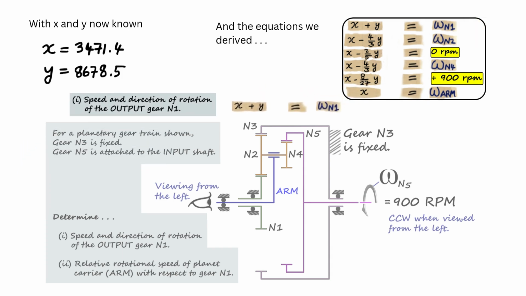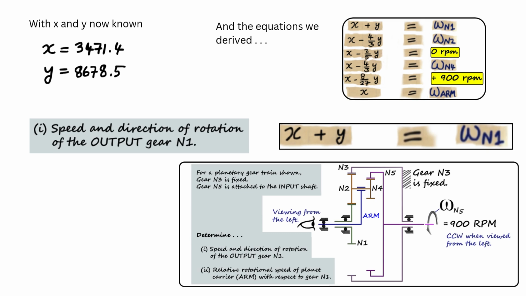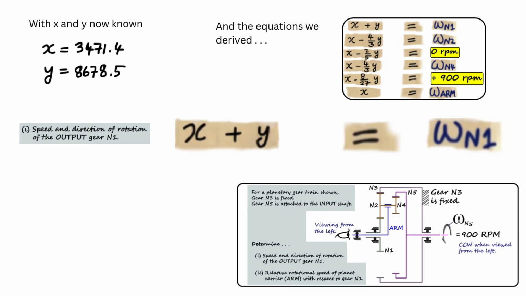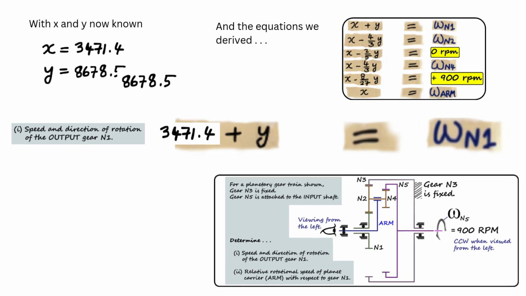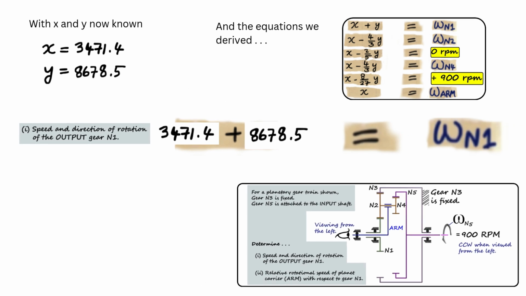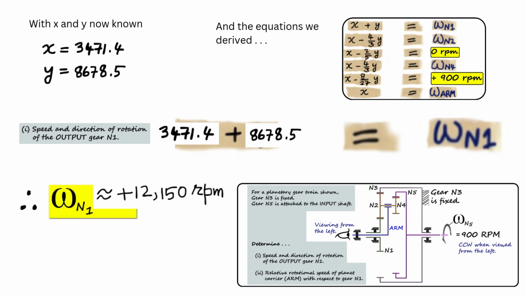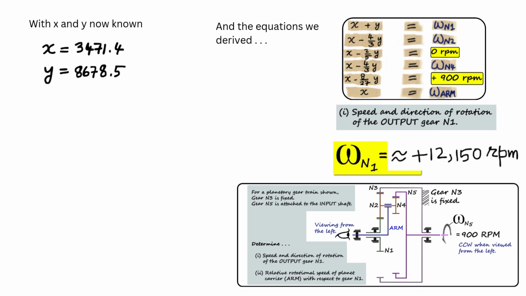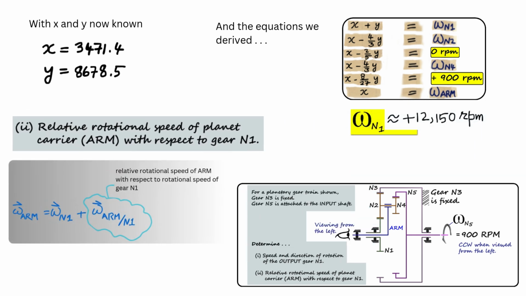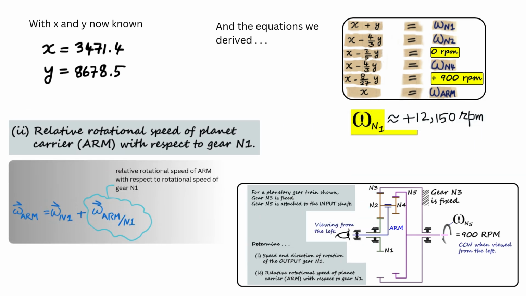To answer part 1, we retrieve the equation for omega N1 and simply enter the values for x and y. The answer turns out to be a positive number. Based on the convention we chose, positive value means that gear N1 is rotating counterclockwise when the gear train is viewed from the left. Now we are ready to answer part 2 of the question.